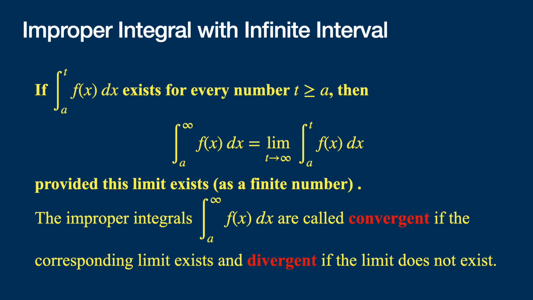We're gonna first evaluate the integral from a to t of f(x) dx. Then we're gonna take the limit as t approaches infinity. So this improper integral has a limit, so we have to check it out. If this limit exists, it means convergent. If this limit does not exist, it means divergent. If the limit converges, that improper integral converges. If the limit diverges, this improper integral diverges.